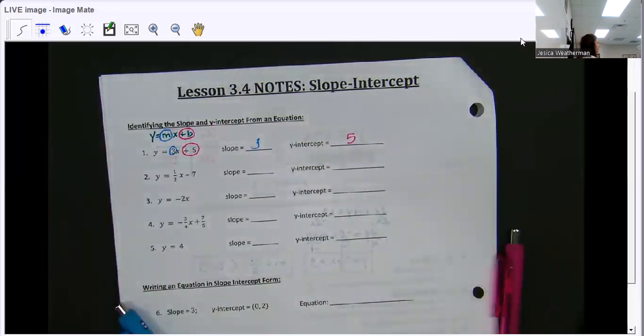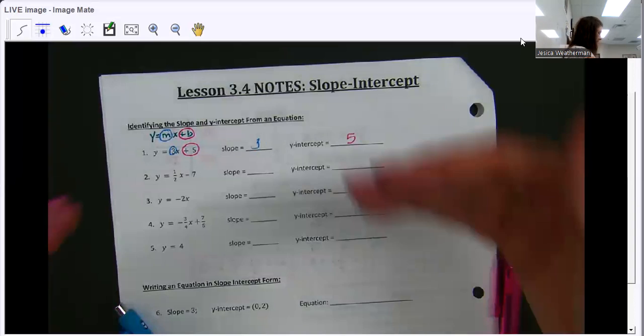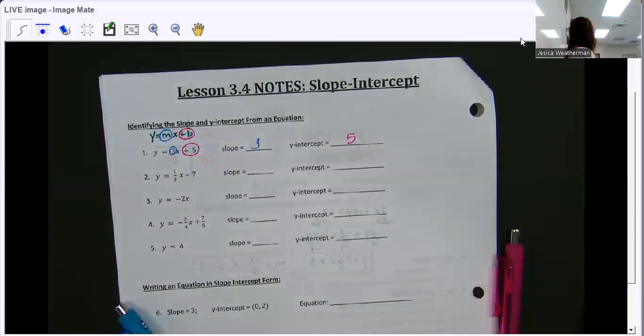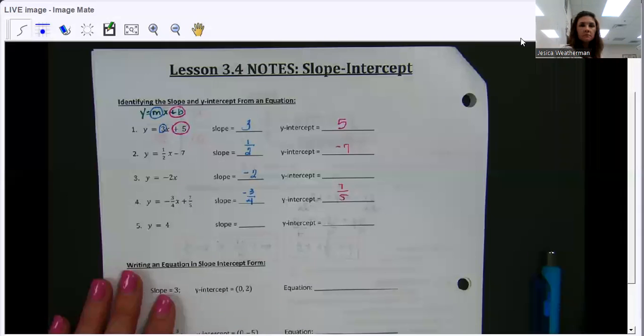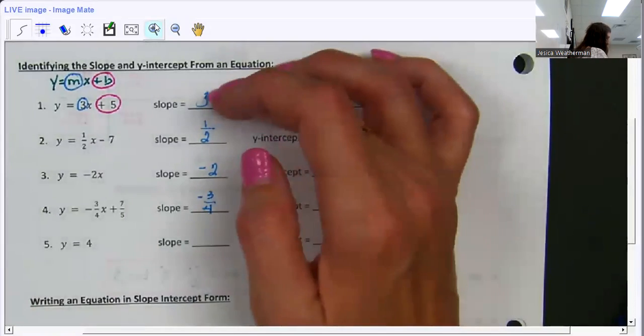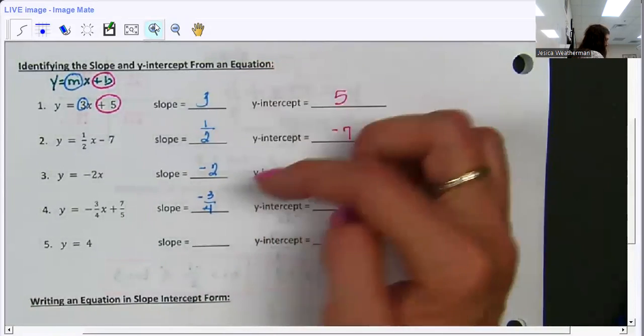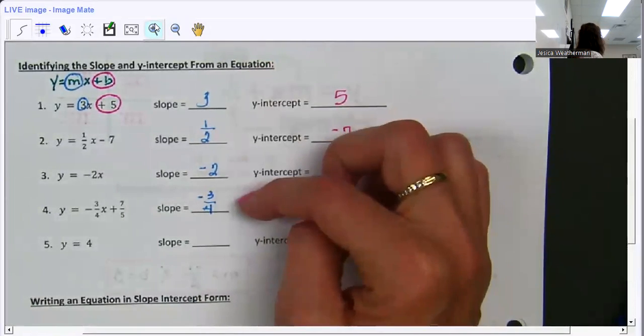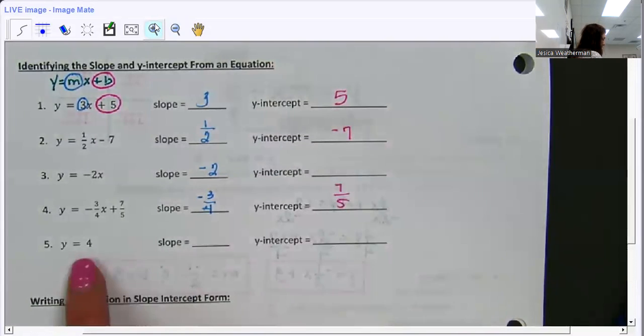Any questions on how to locate the slope and y-intercept? Okay, all right, go ahead and finish all that out. And then when you're done, I want you to check your answer up here. Okay, so I left a couple blank just because I want to go over them. But let's go down here on the slope. We have 3, a half, -2, -3/4. Okay. And then we have this one right here.